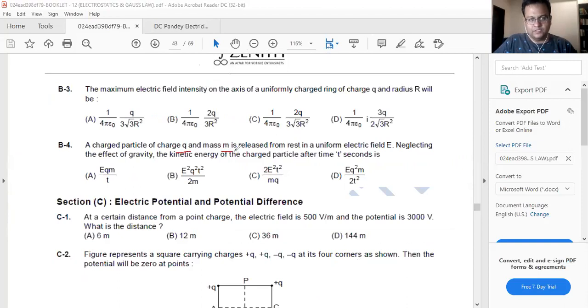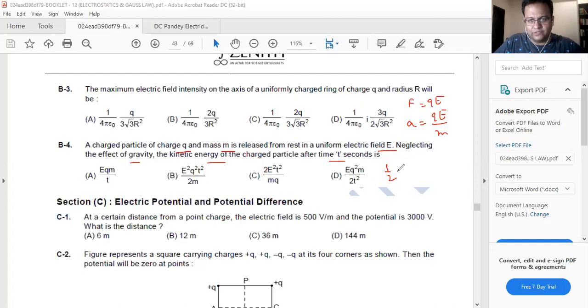Charge particle Q, mass m is released from rest in a uniform electric field. Uniform electric field है, so I can say that the force will be constant Q into E, and so the acceleration can be written as QE by m. And you have to neglect gravity. Kinetic energy निकालना है after t seconds. इसमें क्या पंगा हो गया?